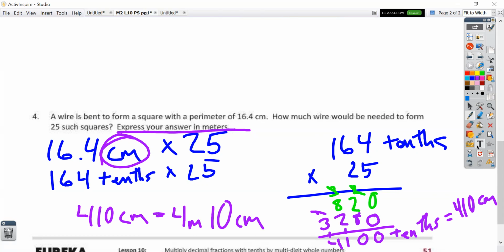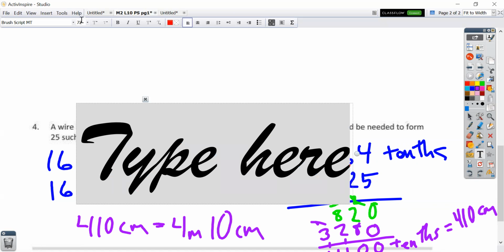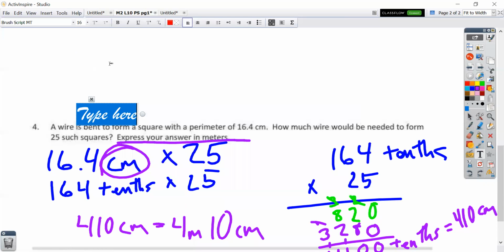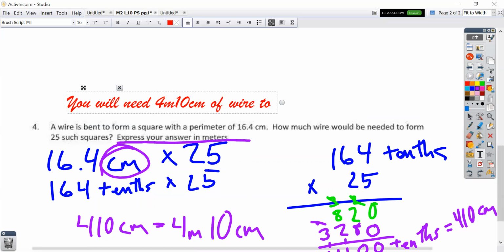But we need to finish with a word problem. I'm going to write it above it. Whoa, got to do a lot smaller text than that. Oh, I got to move my book. I put a book on top of my keyboard so I would stop typing on it. Let me change this to 16. Let me move it up. So how much wire would be needed to form 25 such squares? Well, we can just start saying, you will need 4 meters and 10 centimeters of wire to make 25 squares.